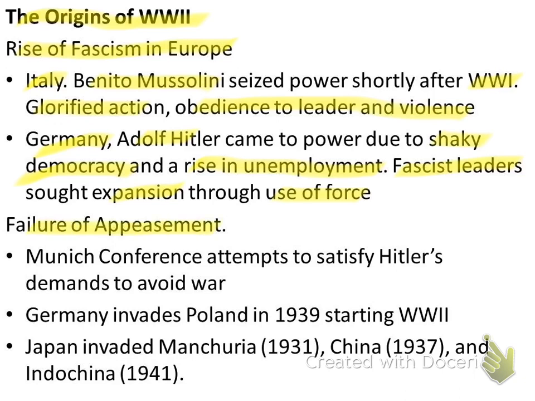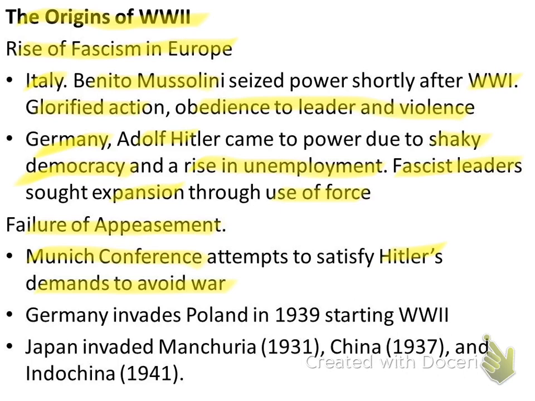Failure of appeasement. Appeasement, giving in to a bully. At the Munich conference, Neville Chamberlain, the Prime Minister of England, attempted to quench Hitler's thirst by giving in to Hitler's demand for territories that used to belong to Germany, the Sudetenland, for example. The idea was that if the European democracies gave in to Hitler, they could avoid war.